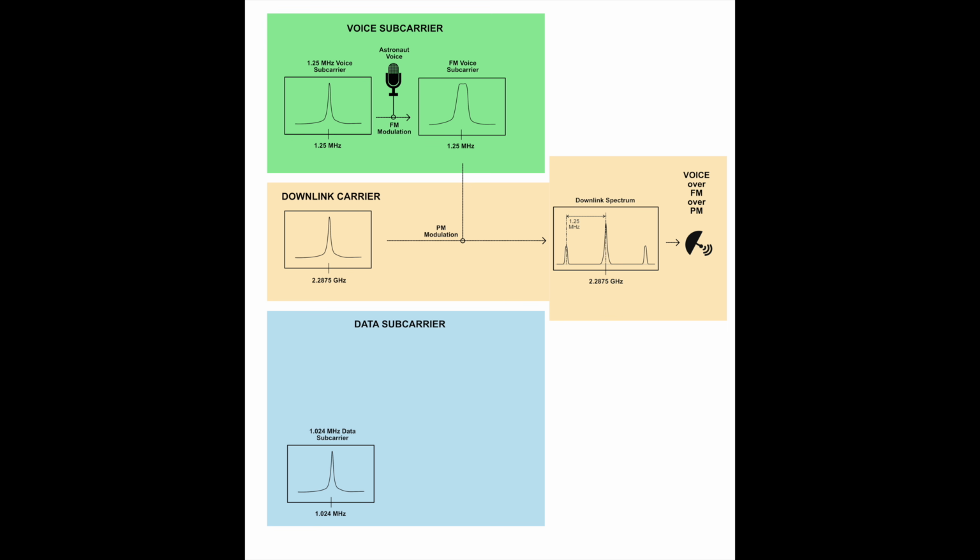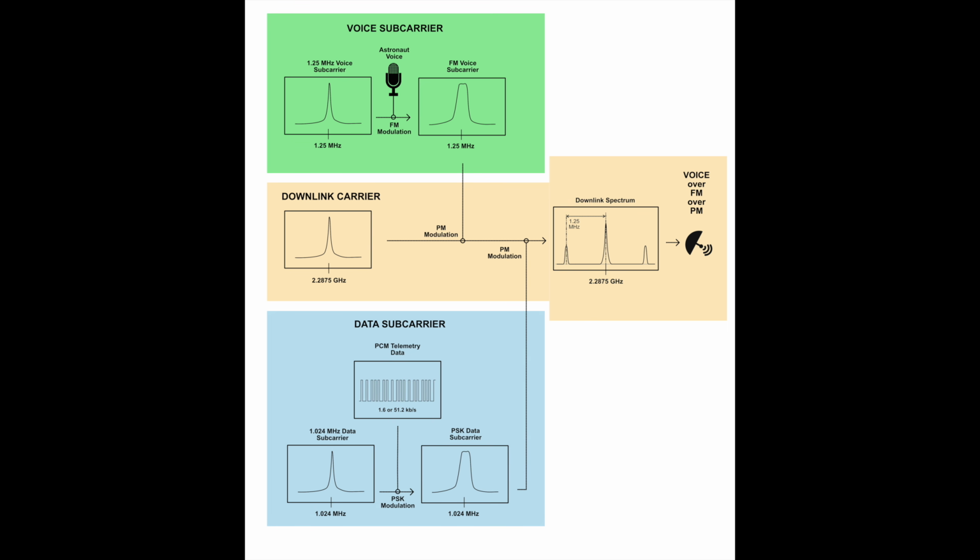You start with the 1.024 MHz subcarrier, you then add the PCM bits from the telemetry box. However, this time you use PSK instead of FM. You then add the resulting signal onto the microwave link using PM as before. The additional data subcarrier peak appears. The final modulation scheme for data is PCM over PSK over PM.